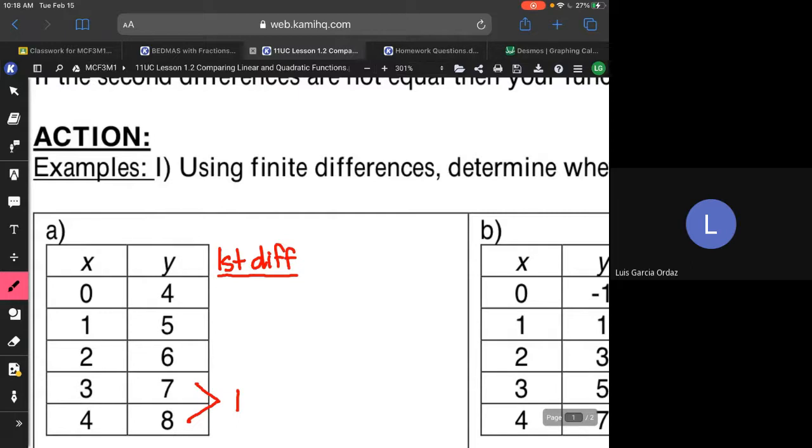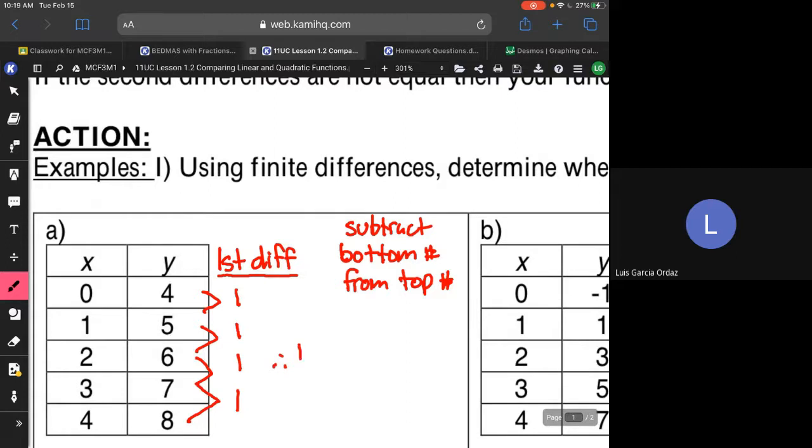So the rule is subtract the bottom number from the top number. Okay, what is 7 minus 6? 1. They're all 1. So what type of graph do I have? Linear. Therefore, this function is linear. Okay. Simple stuff, right?